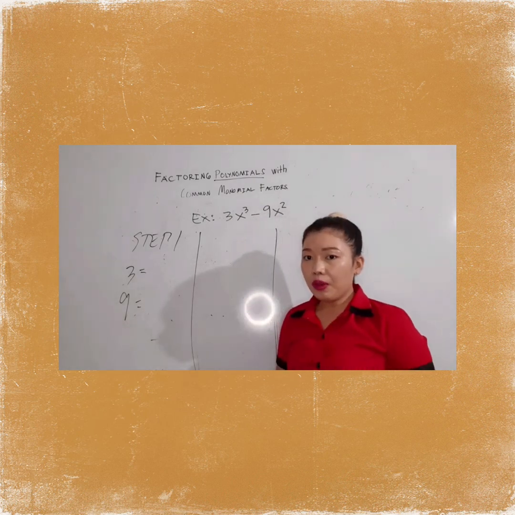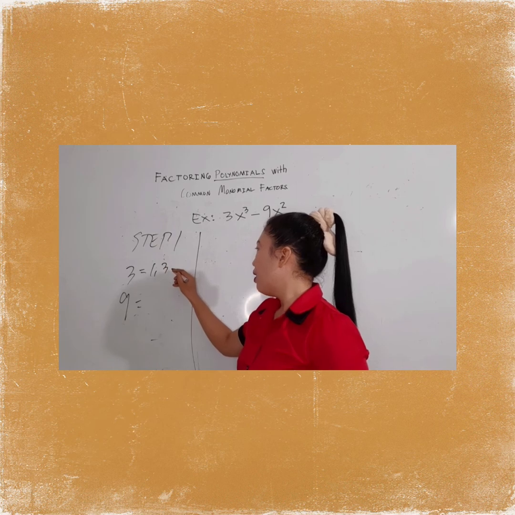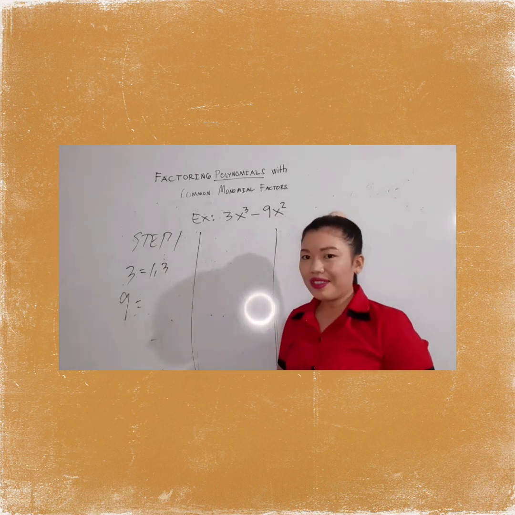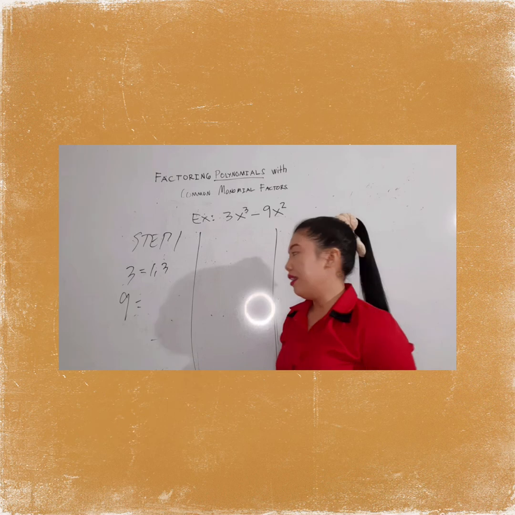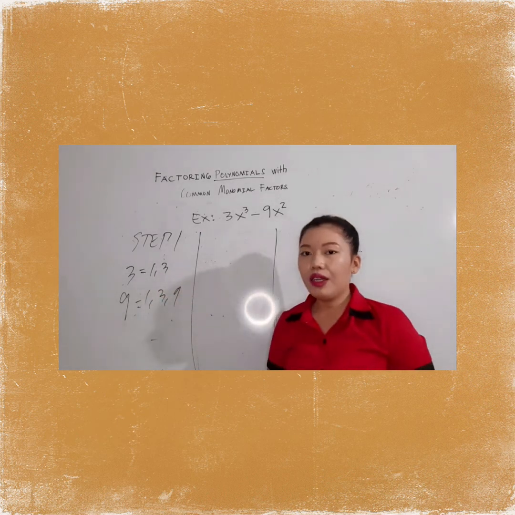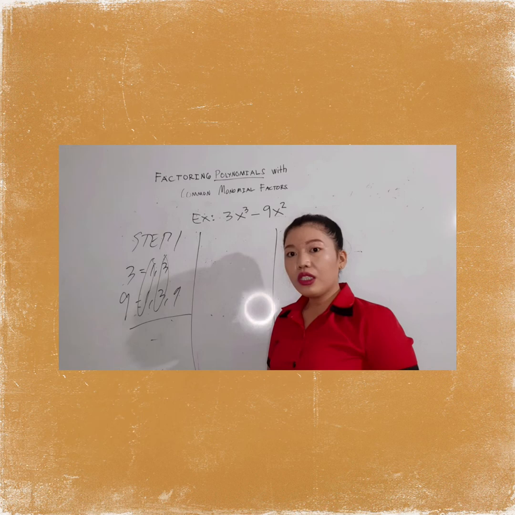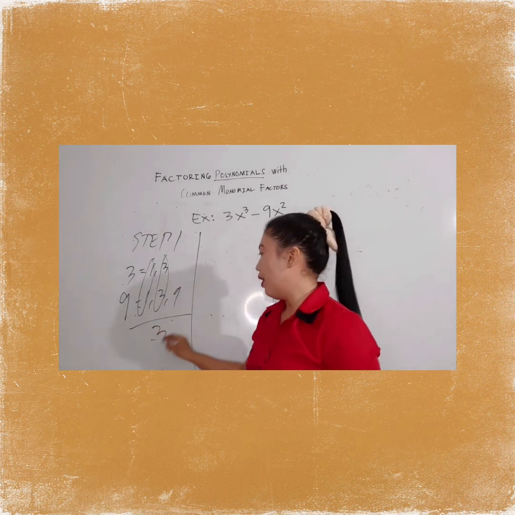So the factors of 3 are 1 and 3. How about 9? Yes, we have 1, 3, and 9. So the common factors of 3 and 9 are 1 and 3. But the greatest common factor is 3.